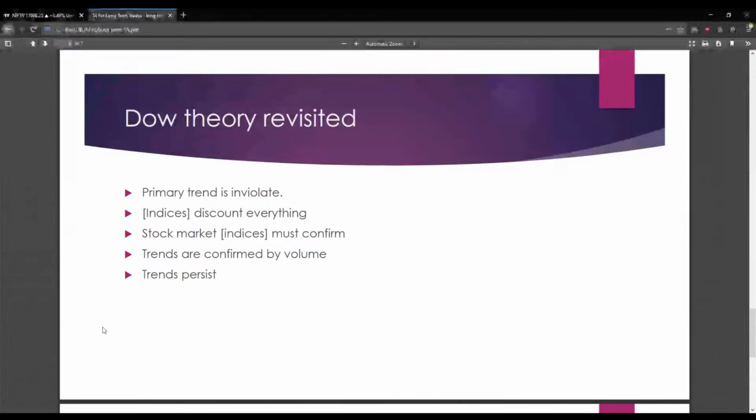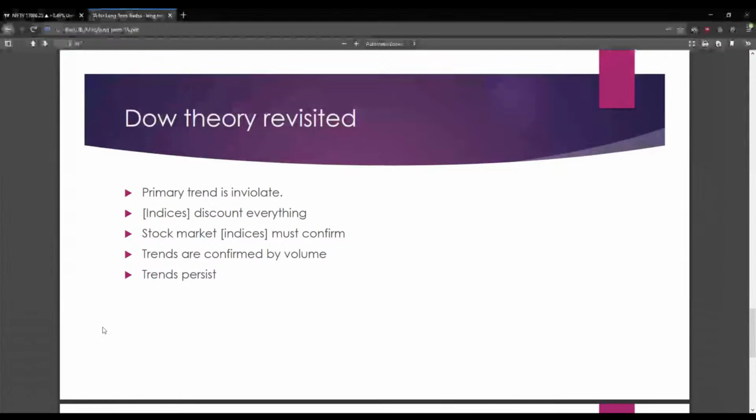We'll revisit Dow theory real quickly. So the primary trend, according to Dow theory, is invalid. You can't manipulate the primary trend. You can manipulate the short-term trend and even the intraday trend, intermediate trend, but it's very difficult to. It's not possible to manipulate the primary trend.